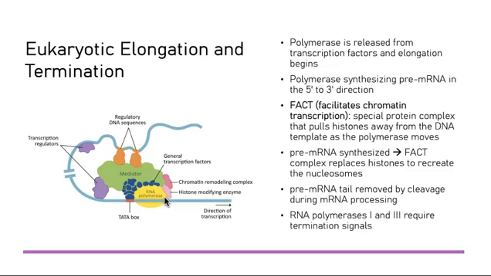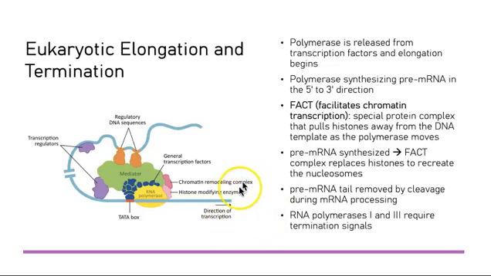And so we're going to utilize FACT, or what's known as facilitates chromatin transcription. Essentially, it is a special protein complex that's going to help to pull the histones away from the DNA template as that polymerase moves across. And as we are creating our mRNA strand, we are going to have our FACT complex replace the histones to recreate the nucleosomes that once were.